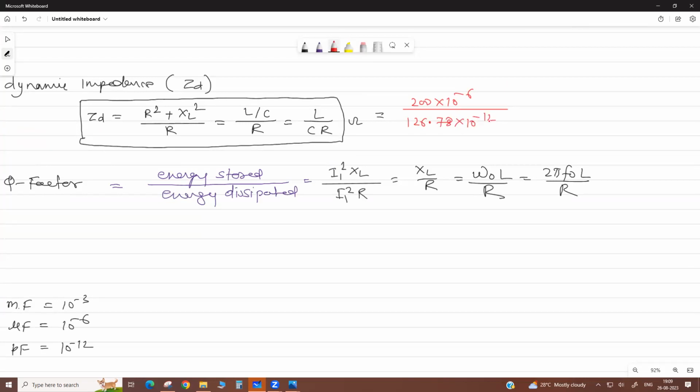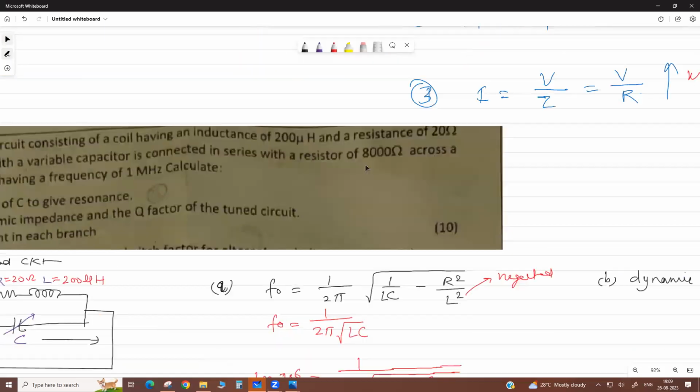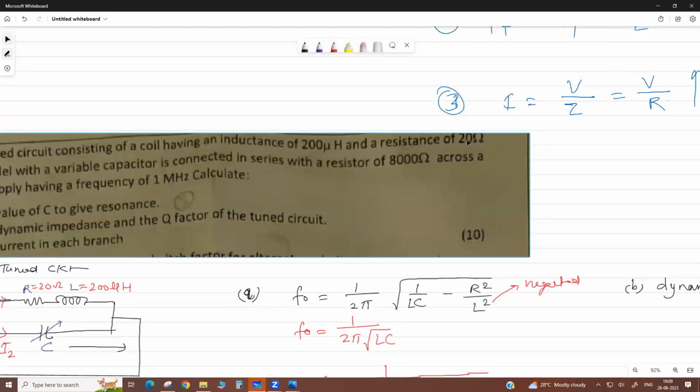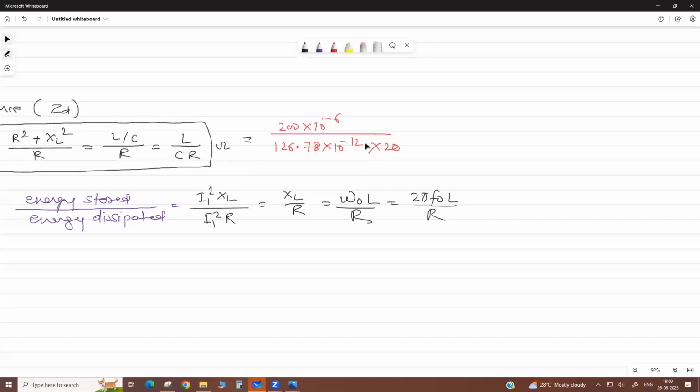And R is 20 ohm, na? Tuned circuit resistance. This series resistance is not, no? Only the tuned circuit, na? Their coil resistance 20. So here it is 20 ohm.